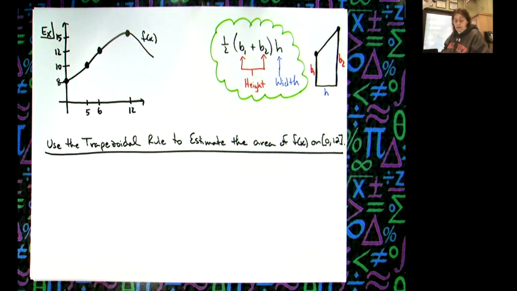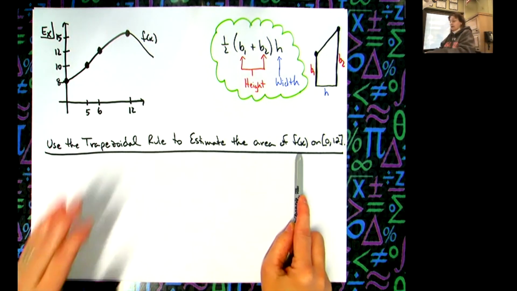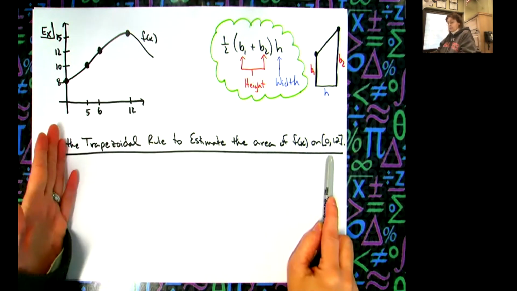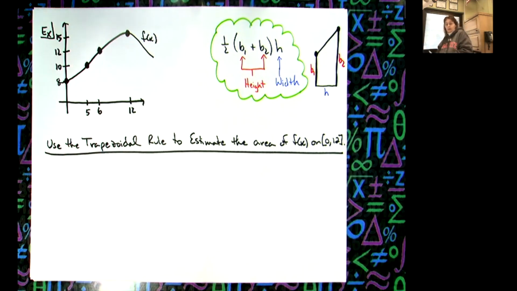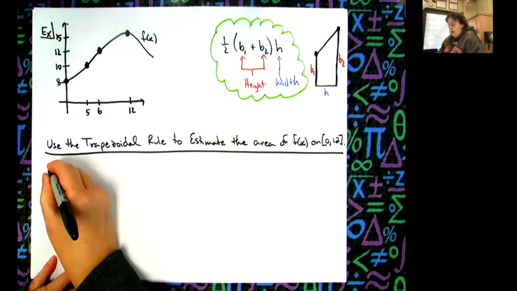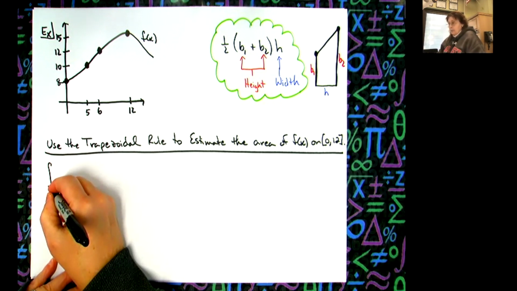Now let's say this says use the trapezoidal rule to estimate the area of f of x on the interval from 0 to 12. On the interval from 0 to 12, we want to estimate the area. We're estimating the area using a trapezoidal rule. We're still going to do the Riemann sum here. Did I say Riemann sum again? I'm really stuck on that.